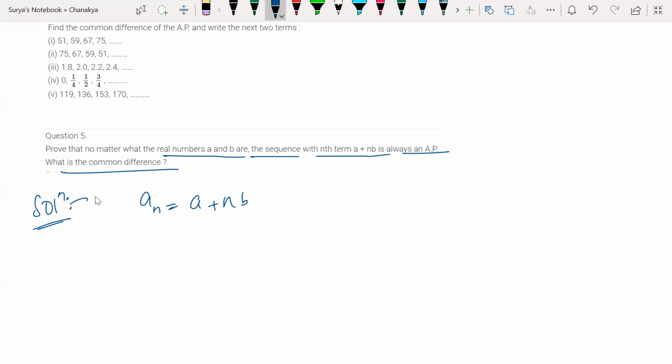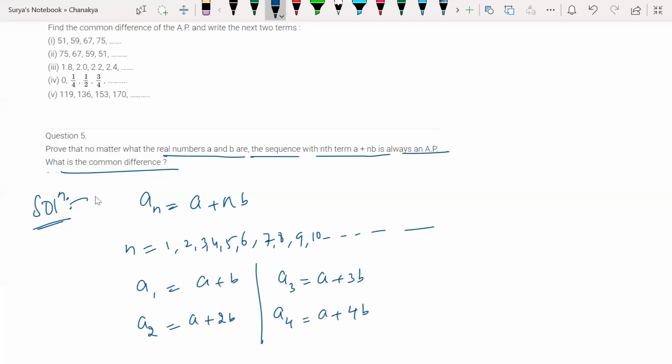So let us take n equal to 1, 2, 3, 4, 5, 6, 7, 8, 9, 10, and it goes on. So what is my A1 going to be now? A1 is going to be A plus B. What is A2 going to be now? A plus 2B. What is A3 going to be? A plus 3B. What is A4 going to be? A plus 4B. What is A5 going to be?